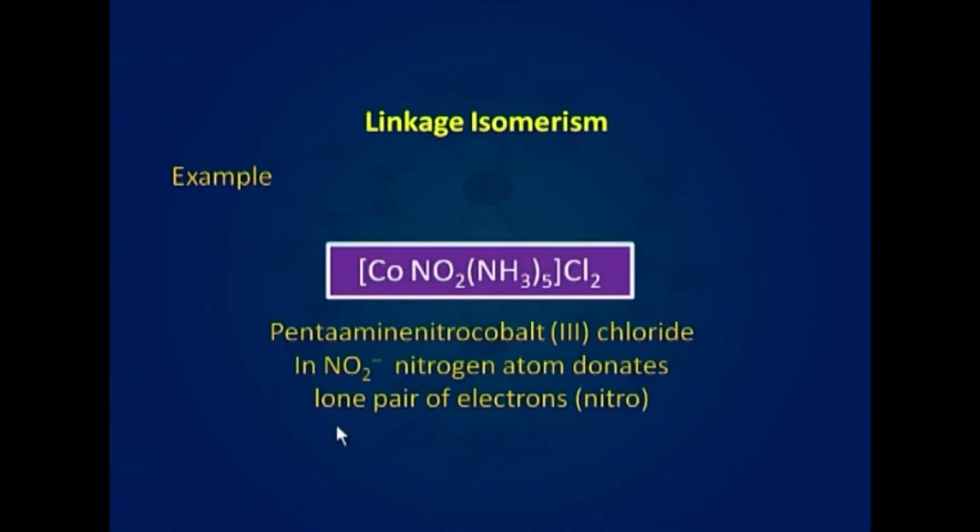The same ligand when attached with nitrogen becomes [Co(NO2)(NH3)5]Cl2 and is named as pentaamine nitro cobalt 3 chloride. In this case, the nitrogen atom donates a lone pair of electrons and the ligand is known as nitro. Hence, these two are linkage isomers.